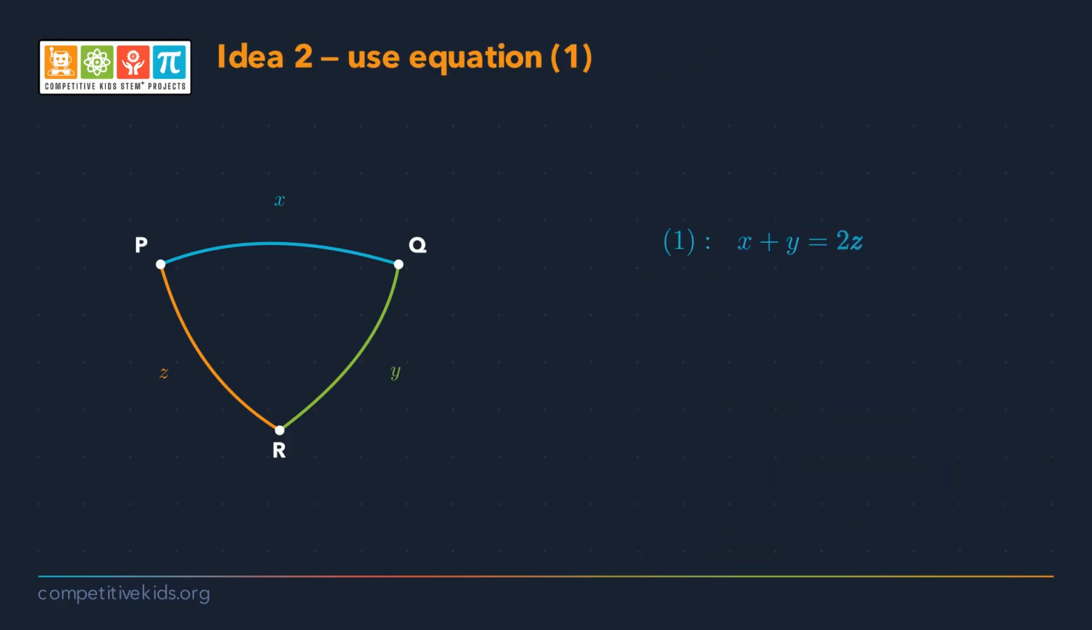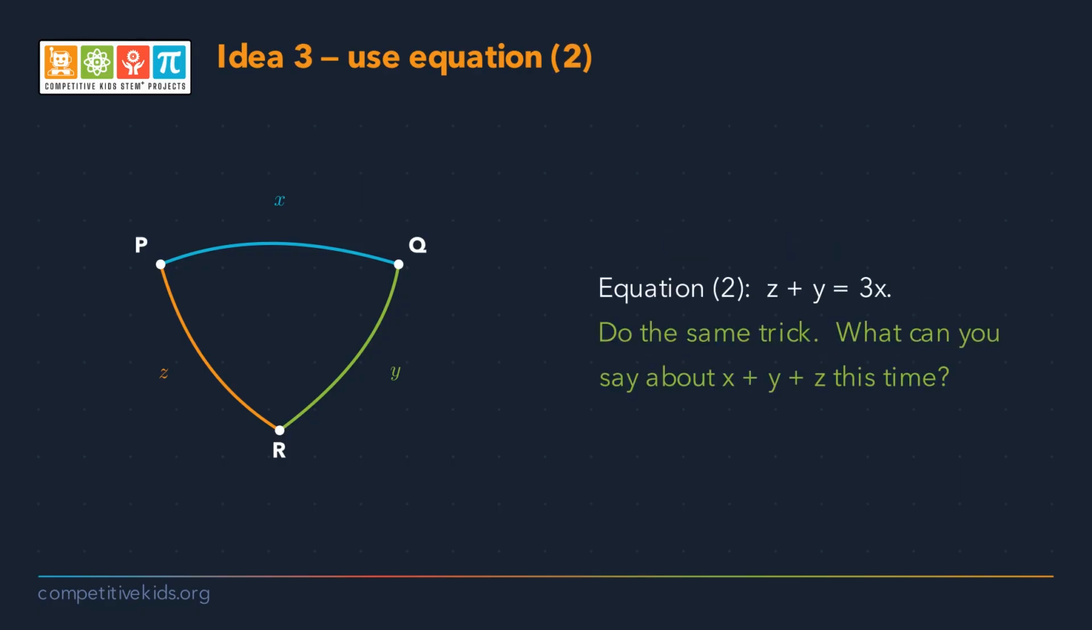Take equation 1, x plus y equals 2z, add z to both sides, and the left becomes x plus y plus z, exactly the loop we want, and the right becomes 3z. So the loop equals 3z, and since z is a whole number, the loop must be a multiple of 3. Now try the same trick with equation 2, z plus y equals 3x. What does adding x to both sides tell you about the loop?